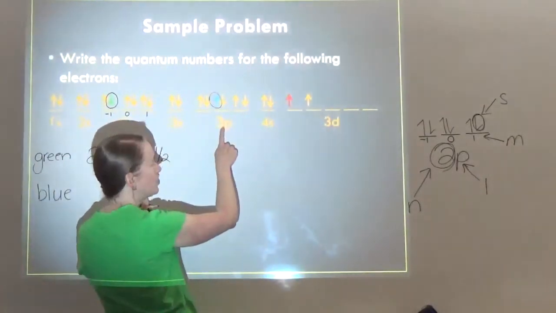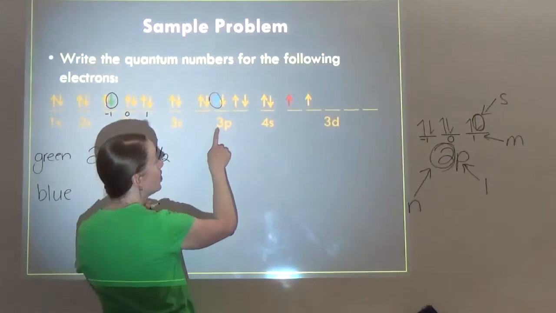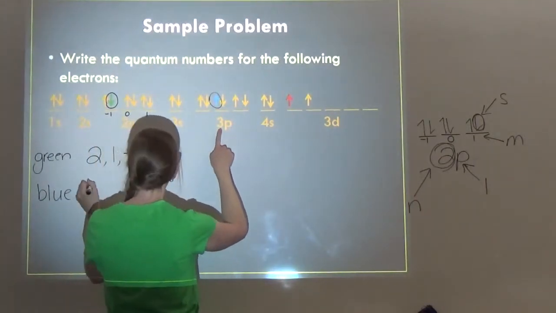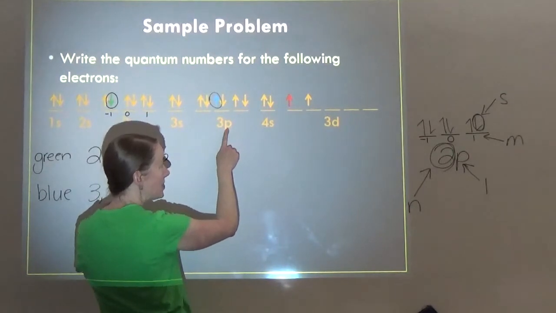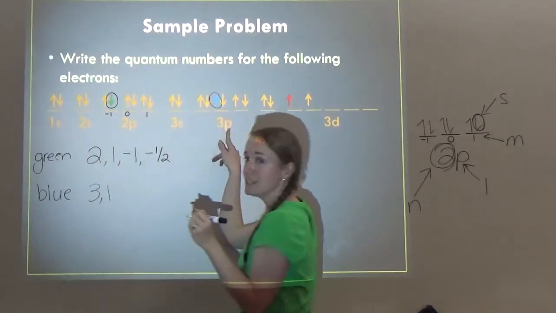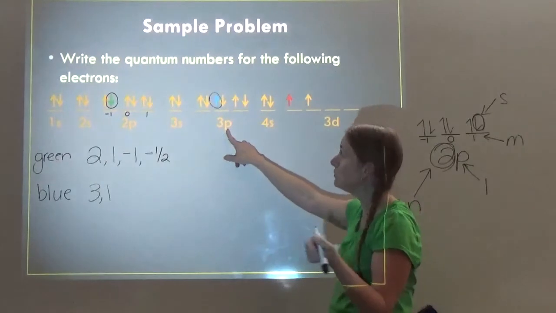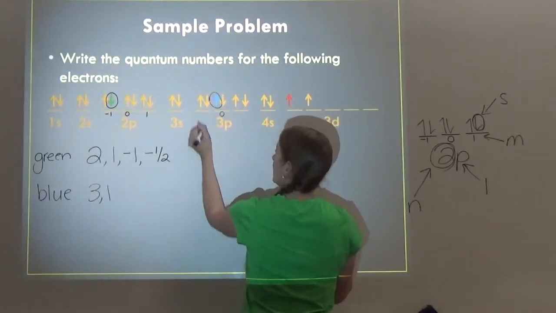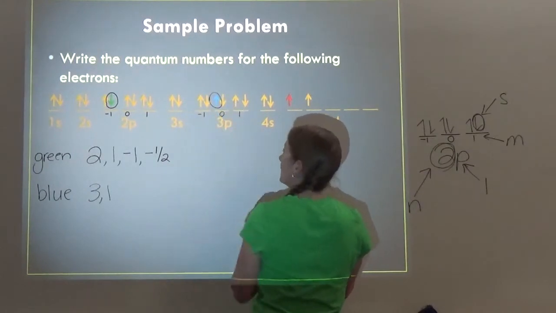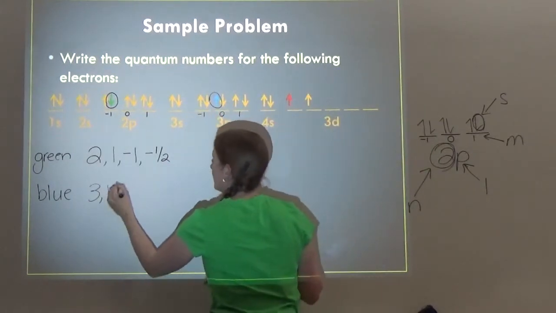All right, so it's in 3p. So my N quantum number is 3 because I'm in the 3rd energy level. My L quantum number for P is a 1. Remember, S is 0, P is 1, D is 2, F is 3, G is 4. My M is the orbital. So remember, 0 in the middle, negative to the left, positive to the right. So since it's in the middle, I would put 0.